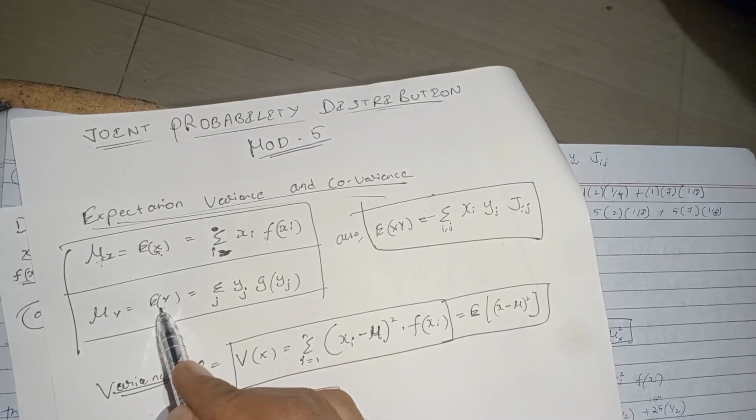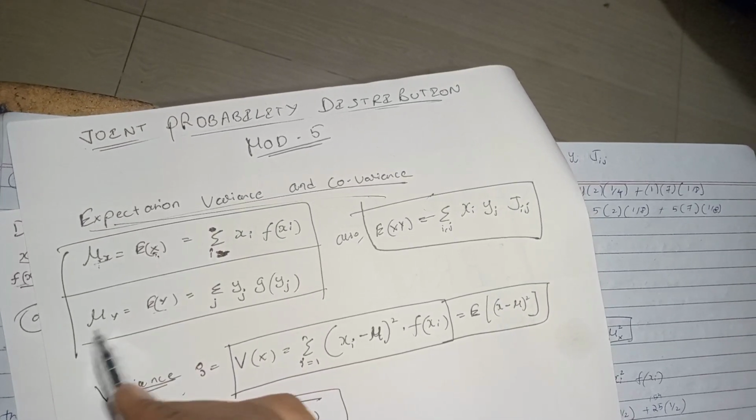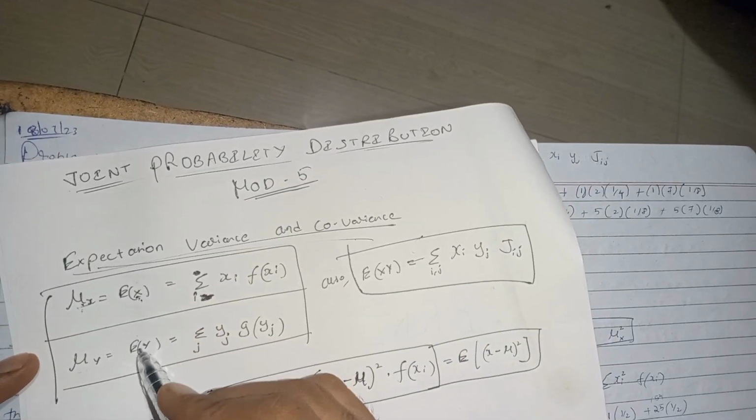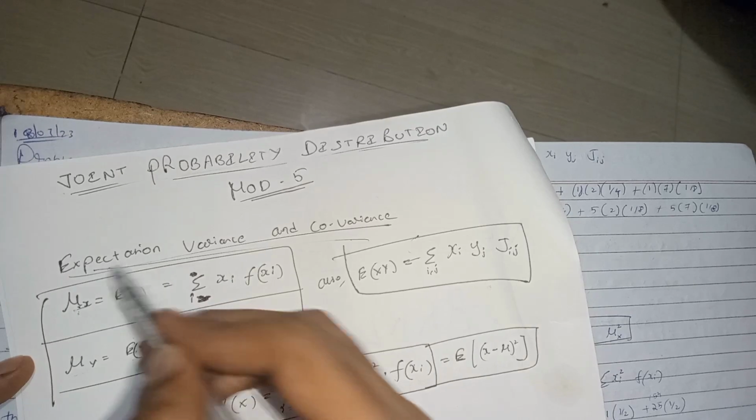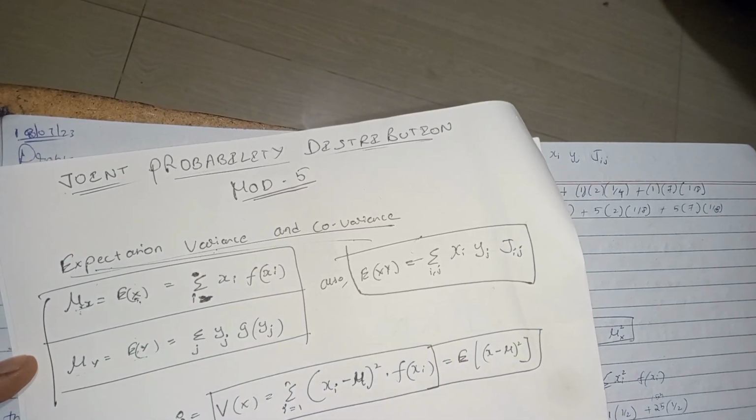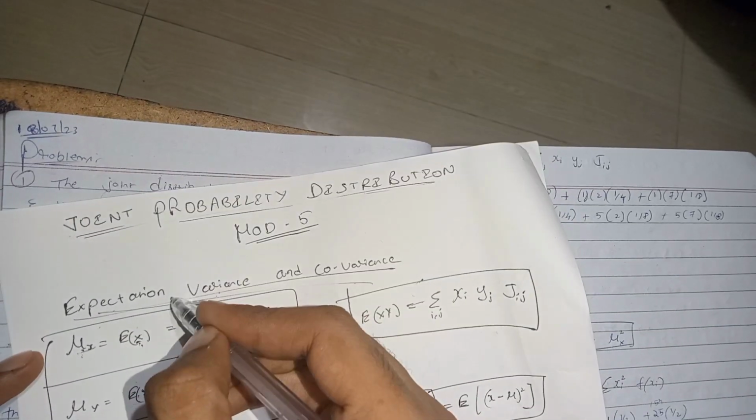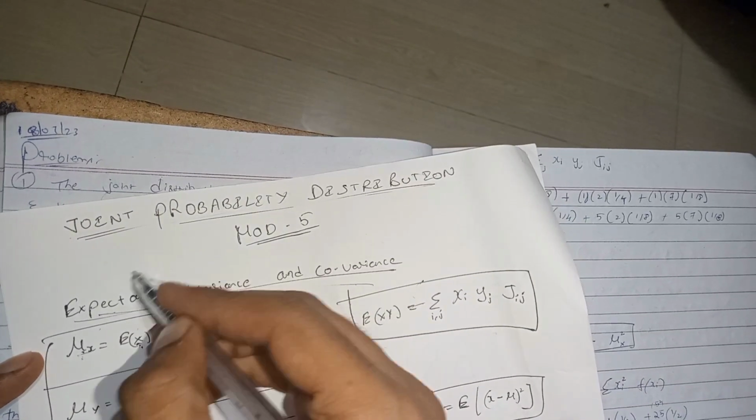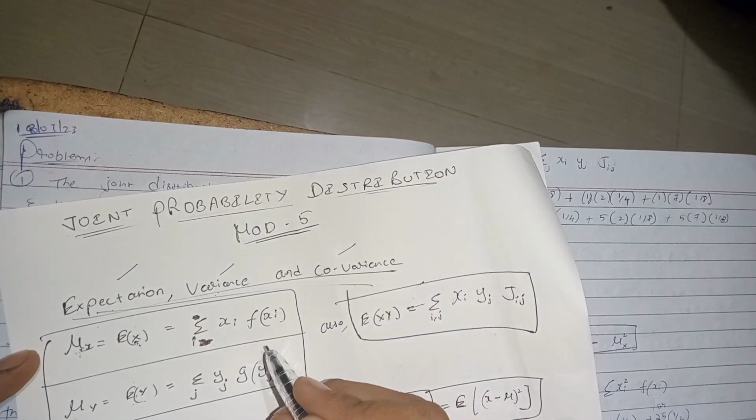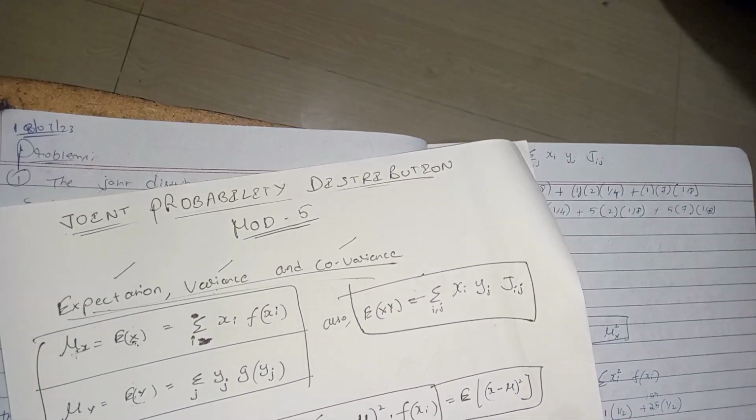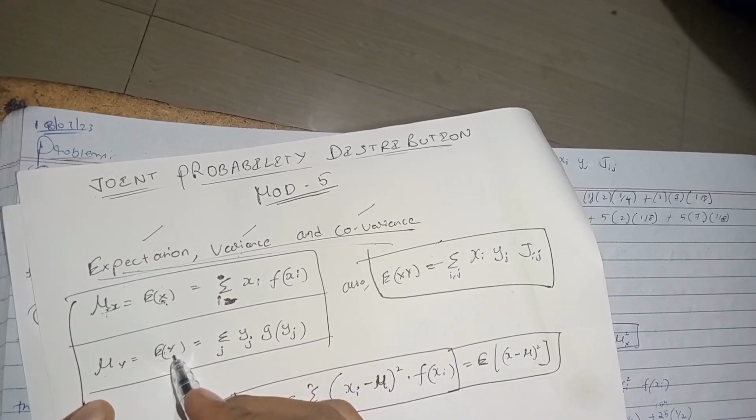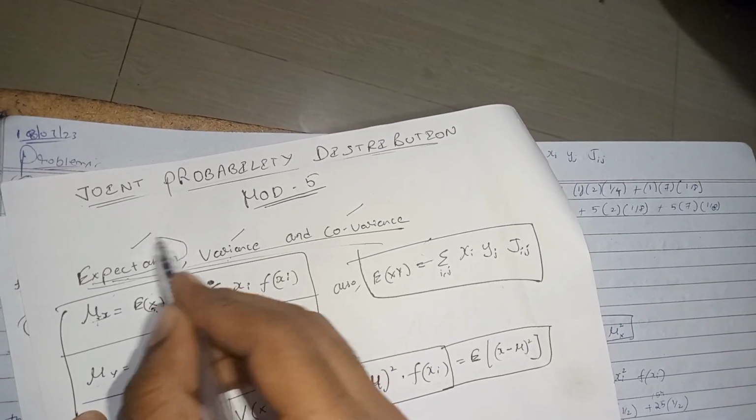And similarly we have E of Y, which we can call mu of Y. So these formulas are nothing but your expectation, variance. I mean to say, not expectation variance. Expectation is different, variance is different, and covariance is different. So these formulas, E of X and E of Y, are nothing but your expectations.